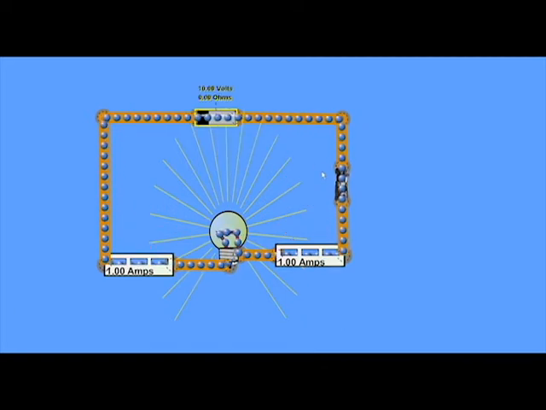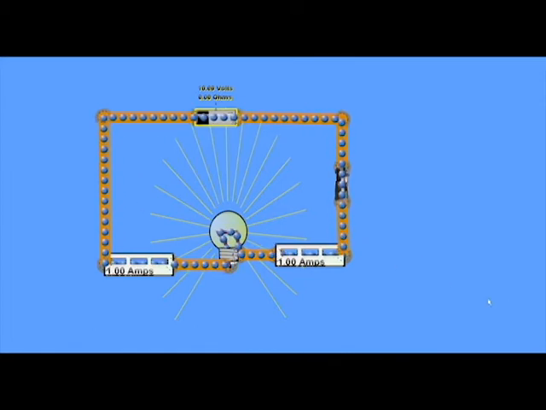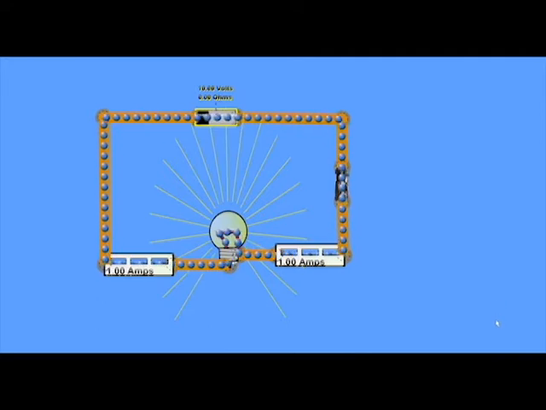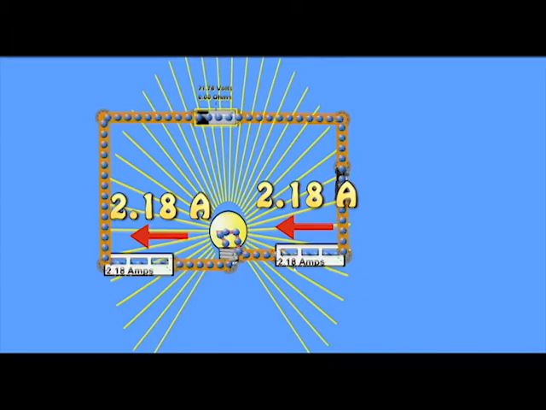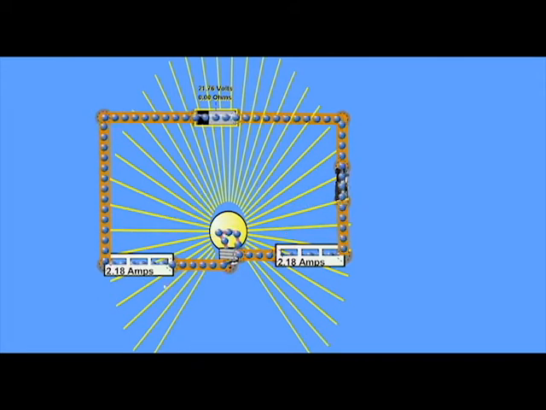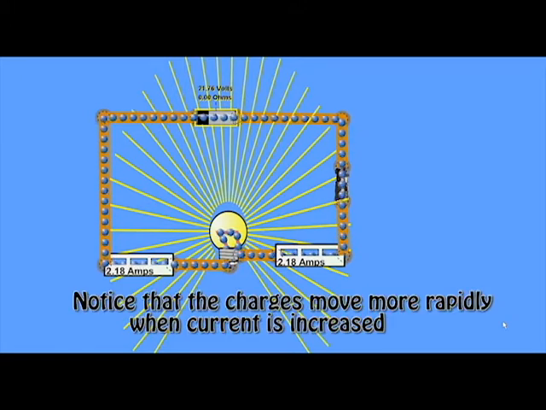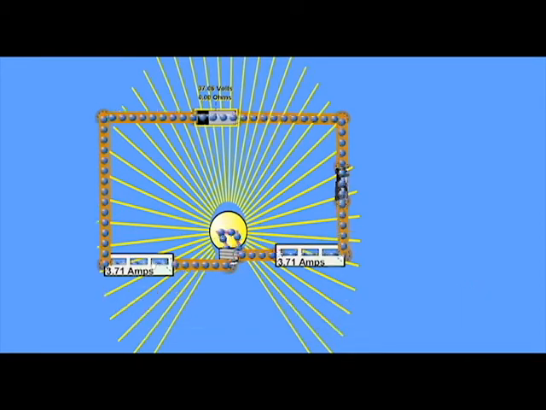I can demonstrate that by changing the voltage, and because the resistance in the circuit stays constant, by increasing the voltage we increase current as well. So here I'm just going to bump up the voltage a bit, and we can see now that the current before the point that we're considering on the circuit, the bulb, is 2.18 amps, and the current after that point is 2.18 amps as well. If we adjust the voltage again, we have 3.71 amps entering the point on the circuit, 3.71 amps leaving that point.